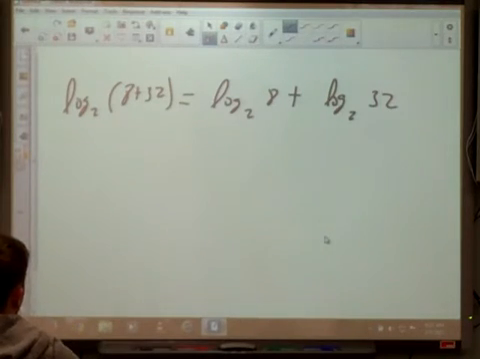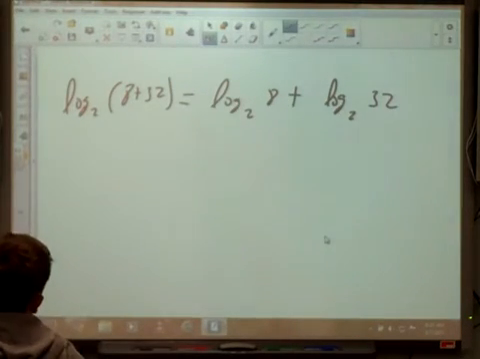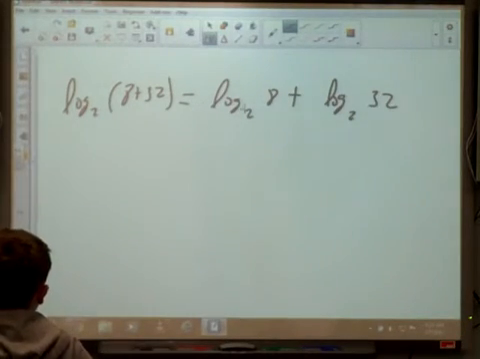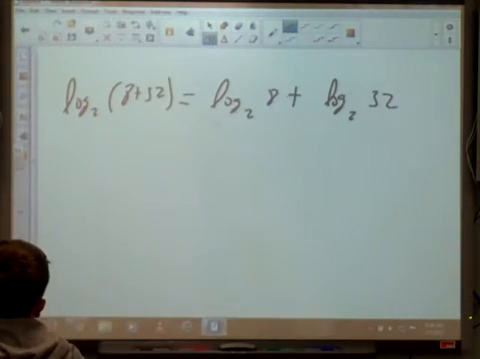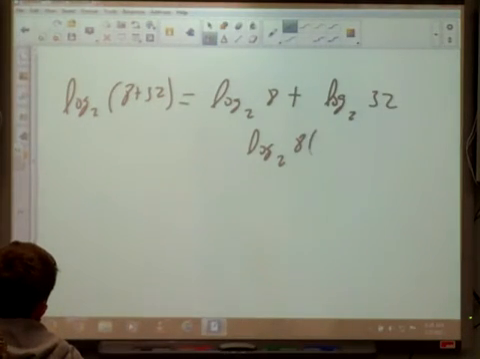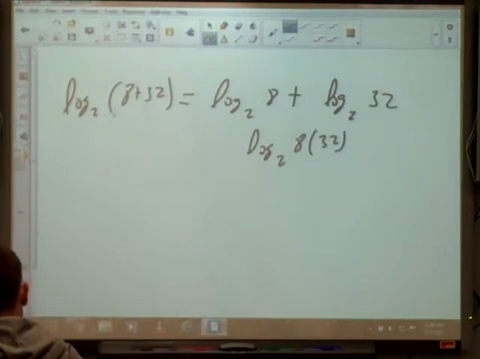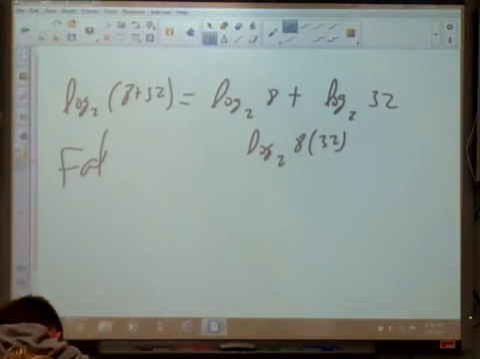One is false because they have to be multiplied. Okay. Alright, if we look over here on this right side, if I rewrote this right side, condense that to one log, that would be log base 2 of 8 times 32, because addition goes with multiplication. This one doesn't have multiplication. So nice job, you false people.